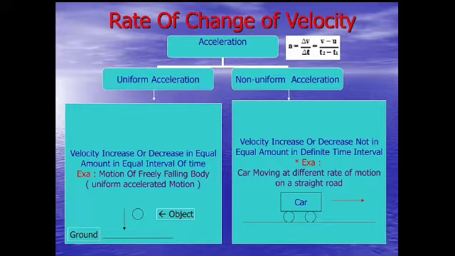Example, motion of a freely falling body. The object is falling freely. That is the example. Non-uniform acceleration: velocity increases or decreases not in equal amounts in a definite time interval. Example, a car moving at different rates of motion on a straight road. We can take this example for non-uniformly accelerated motion. So in this chapter generally we will take uniformly accelerated motion, and we use the equations of motion for acceleration which remains constant or uniform.